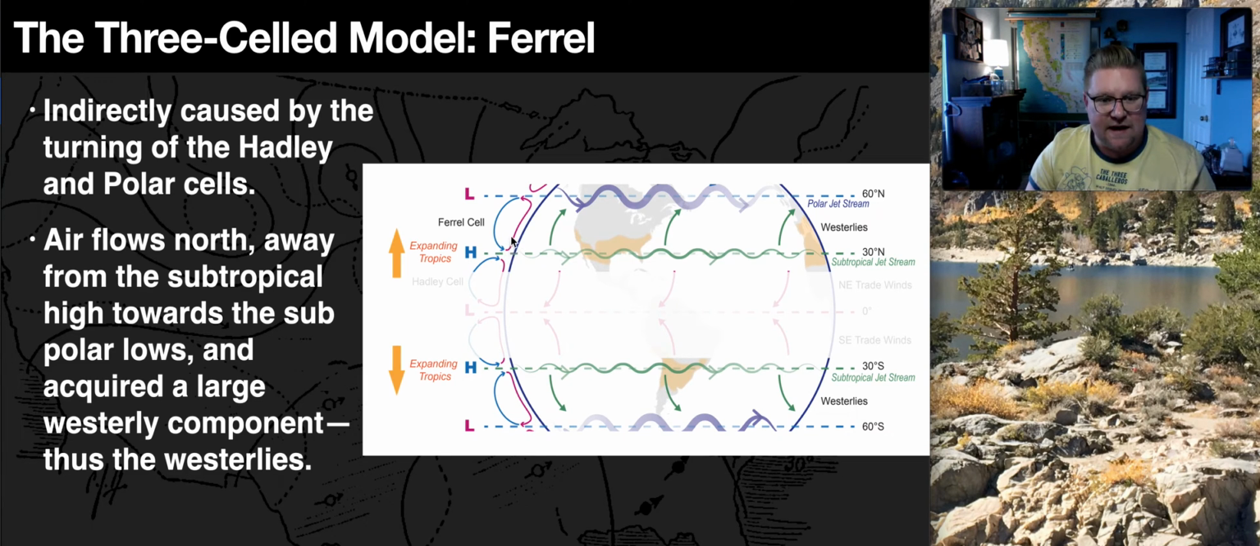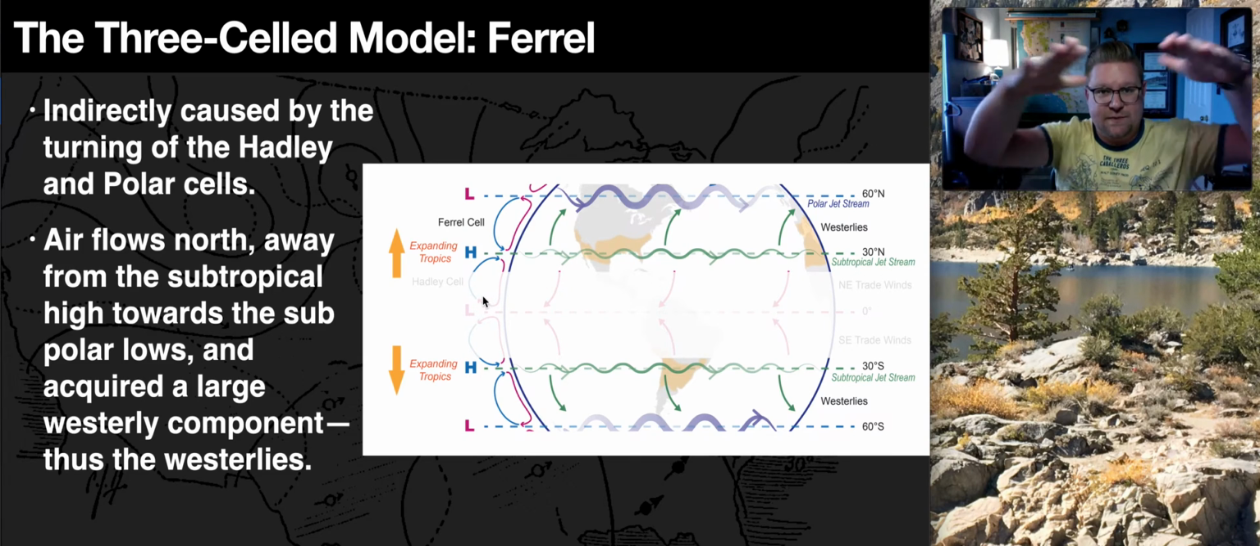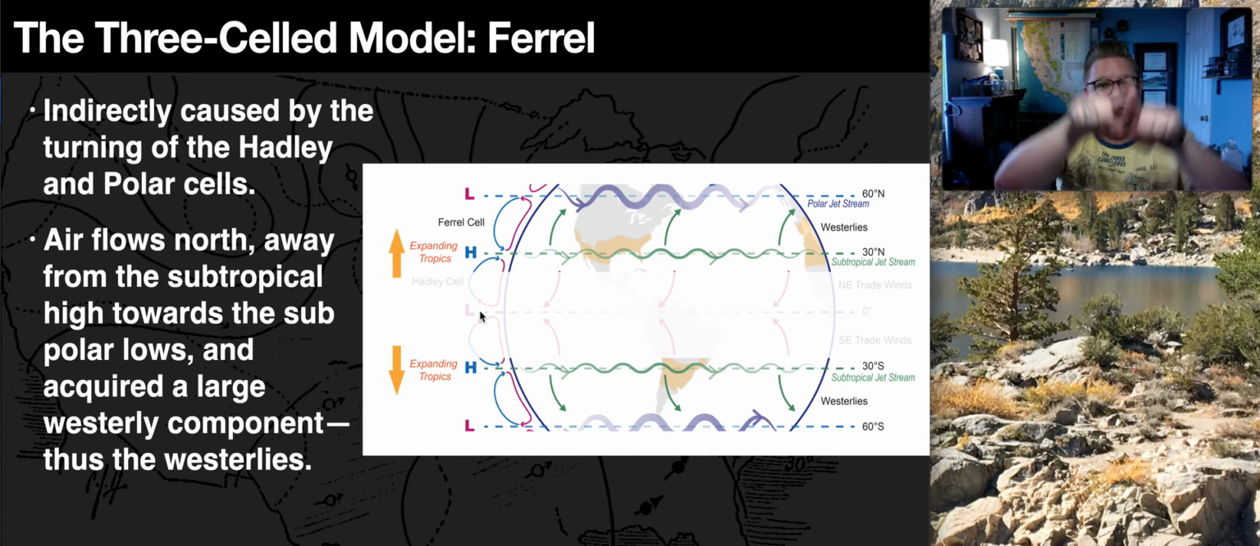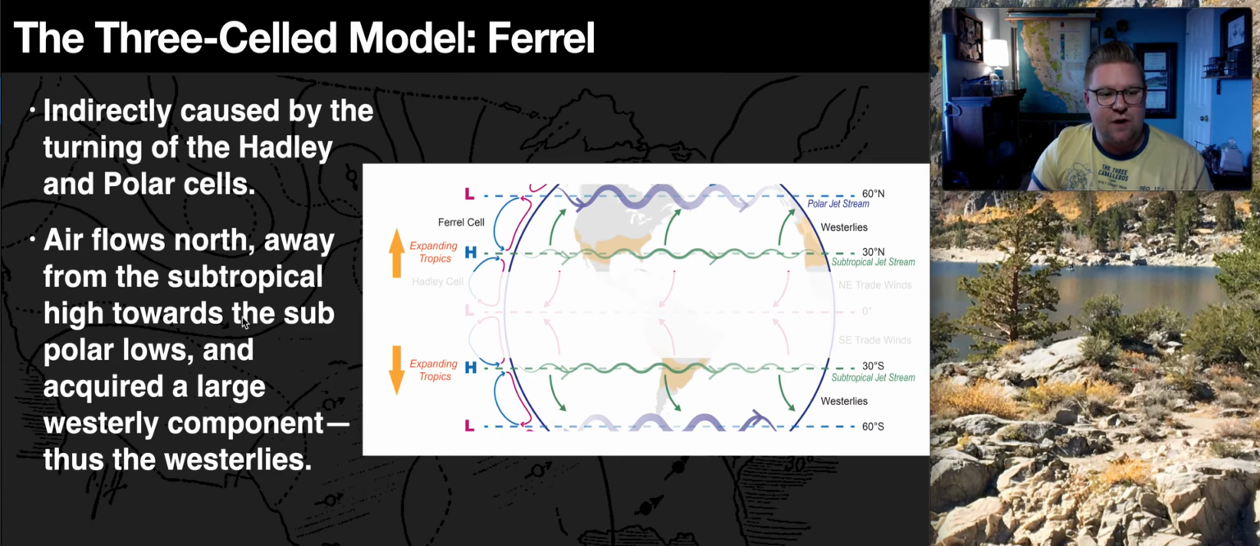Now, because you have a Ferrel cell and a Hadley cell mixing in the middle, the zone in which they meet is an area of high pressure, and it's known as the subtropical jet stream. Think about it, when air is being pushed down, you're applying additional pressure. Along the ITCZ, it's an area of low pressure because air is lifting up. It's being forced upward. So we're creating this spinning cycle. Air flows north away from the subtropical high towards the subpolar lows and acquires a large westerly component, thus creating the westerlies, or the wind that comes from the west.